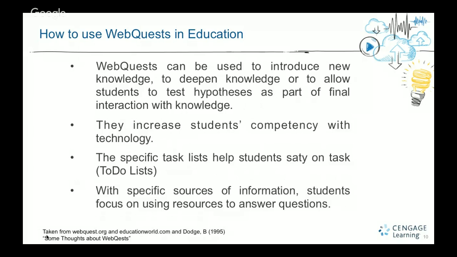With the specific sources of information, students are focusing on using resources to answer questions, not just using resources to copy-paste. We're not using Wikipedia to answer a question about who discovered America, for example. And they just go to Wikipedia, they copy, they paste, and there you go, your homework, and that's it, okay? We are using these resources to answer real questions, real-world questions.